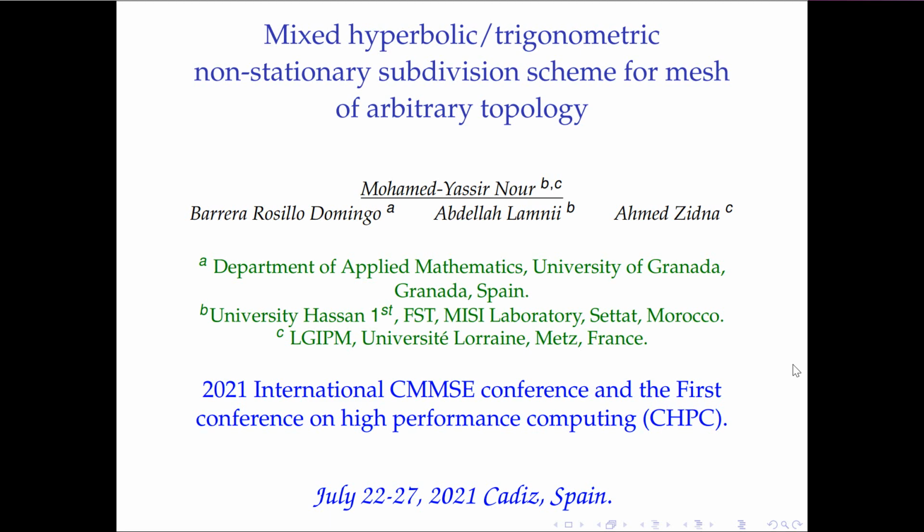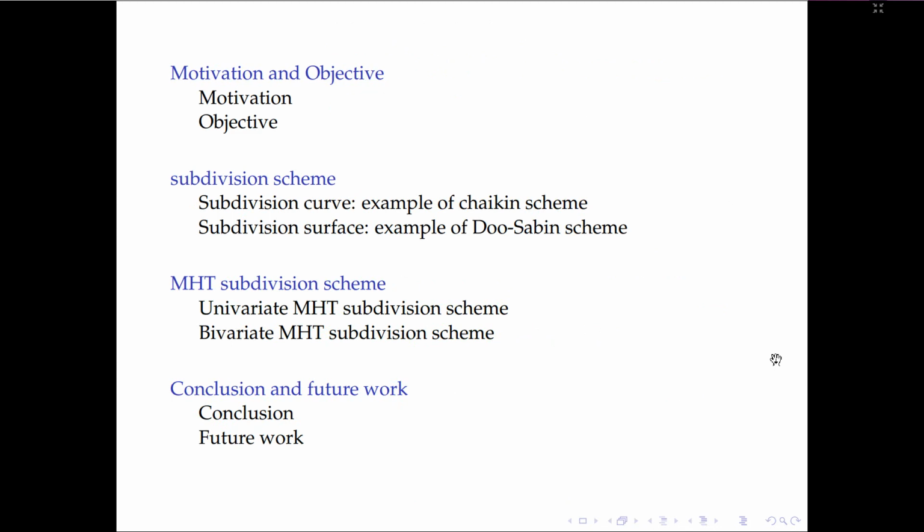The plan during this presentation is as follows. First, I will start with motivation and objective. Afterward, I will give two fundamental examples in subdivision schemes. The first one is in the curve case, which is the Chaikin scheme, and the second one is a surface subdivision scheme, which is the Doo-Sabin scheme.